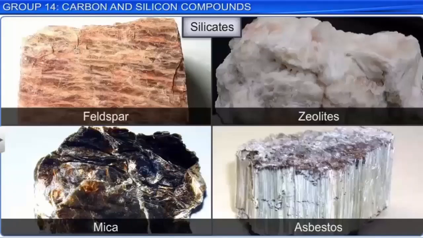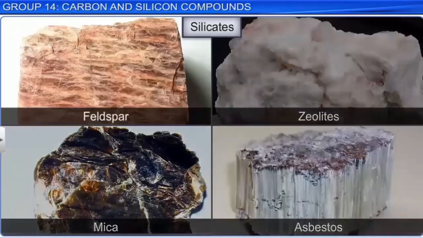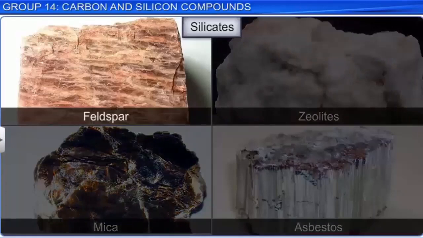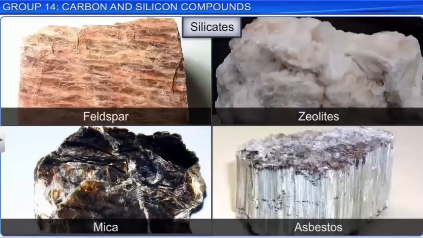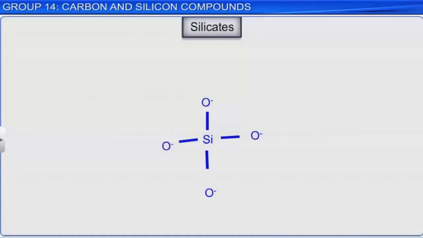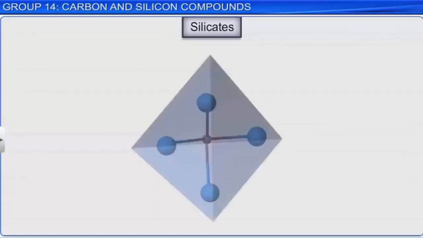Silicates are another important class of silicon compounds. Many silicates are found in nature, including feldspar, zeolites, mica, and asbestos. The main structural unit of silicates is the ion, SiO4-4. This polyatomic ion has a tetrahedral geometry around the central silicon atom.